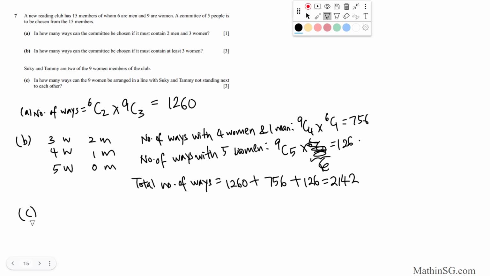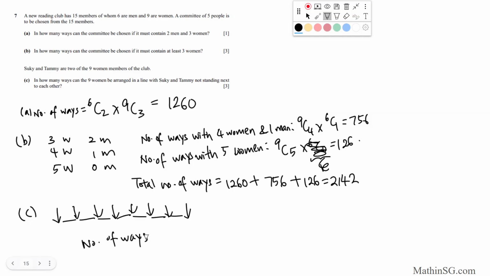Now let's move on to question C. Suki and Tammy are 2 of the 9 women members of the club. In how many ways can the 9 women be arranged in a line with Suki and Tammy not standing next to each other? In other words, these two cannot be next to each other. So we can use the slot-in method. There are 7 other women, 1, 2, 3, 4, 5, 6, 7. As long as we slot Suki and Tammy in between any of them, they will not be standing together.